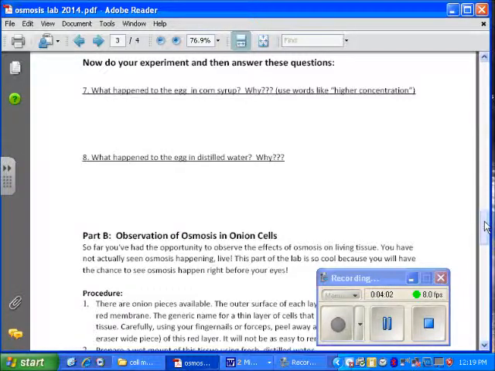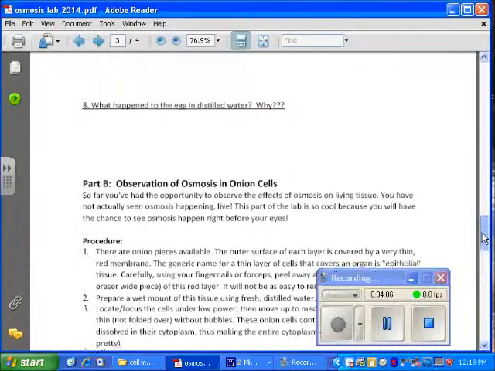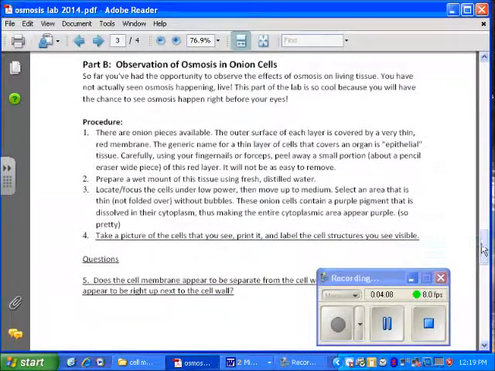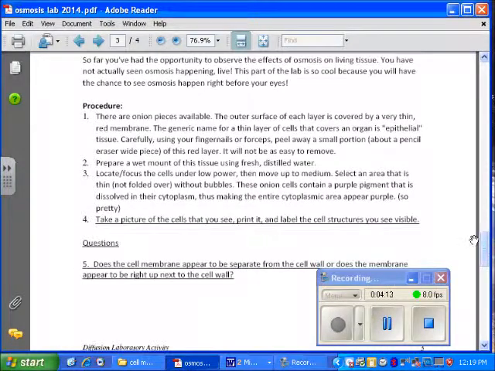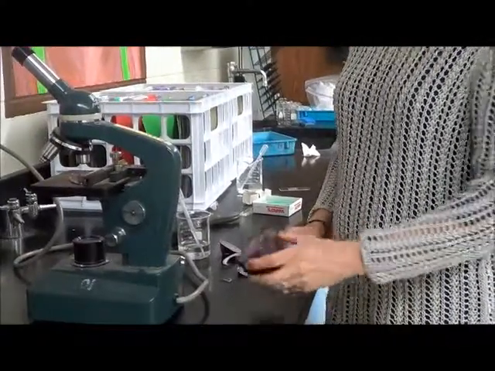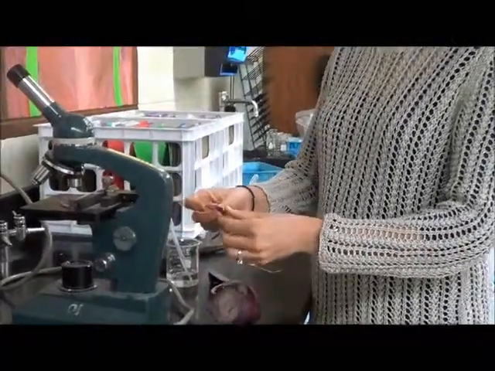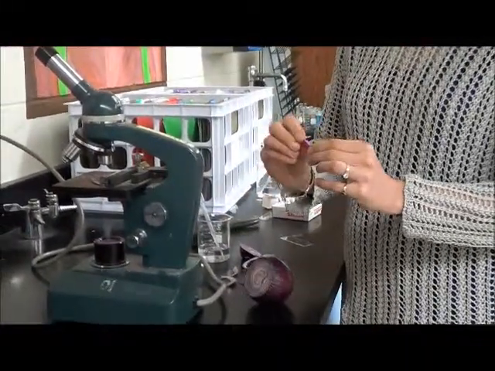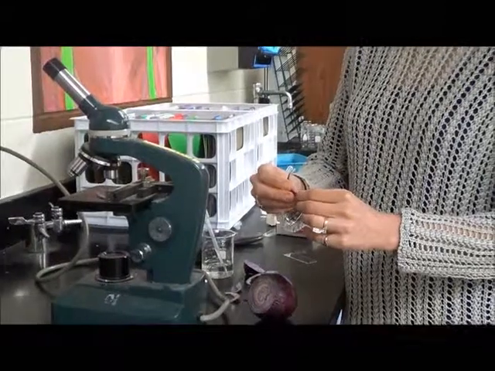What you're going to look at now is observation of osmosis in onion cells. Onions are plants, so they're a little bit different. They have a cell wall in them. What you're going to see now is a video of me doing the procedure. Okay, so I've got a red onion, which looks more purple, and I've cut it. What we want is just the very thin purple section on the top.